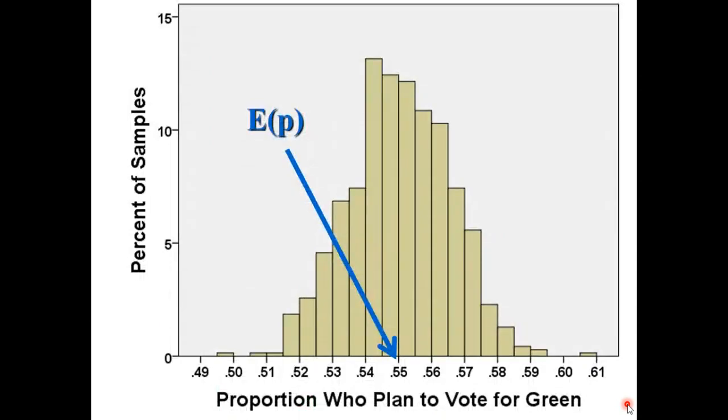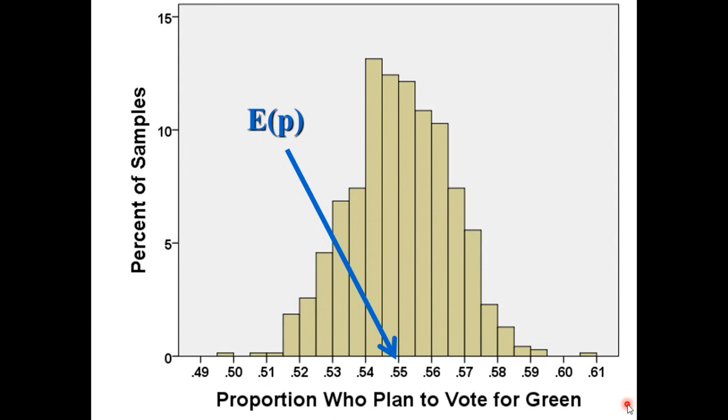On this histogram of the sampling distribution, the expected value is right where you would expect it, since it's an average. It's right in the middle of the distribution. In this sampling distribution, the expected value of p is 0.55.